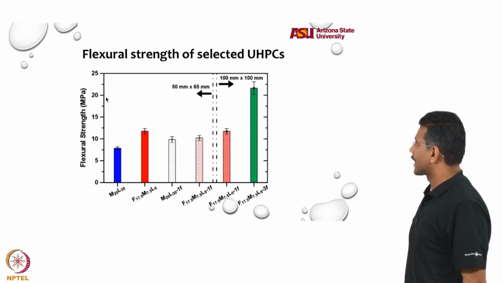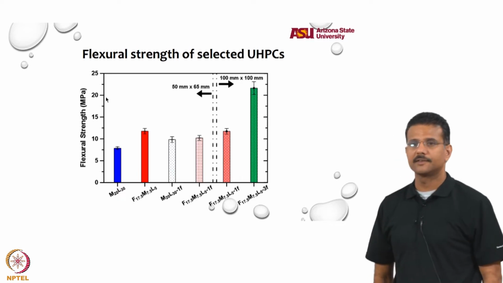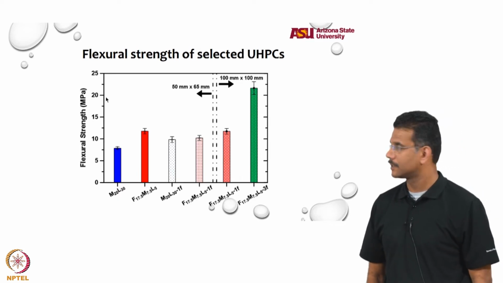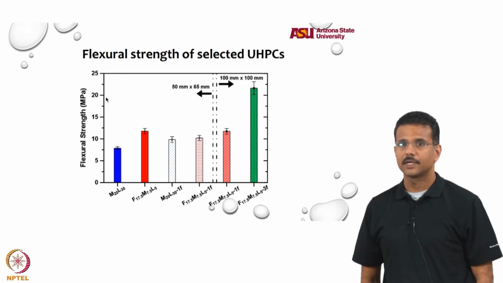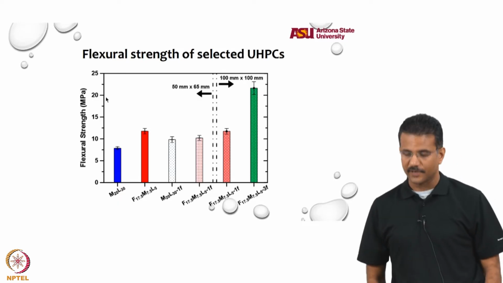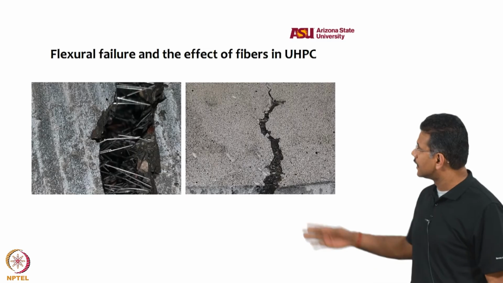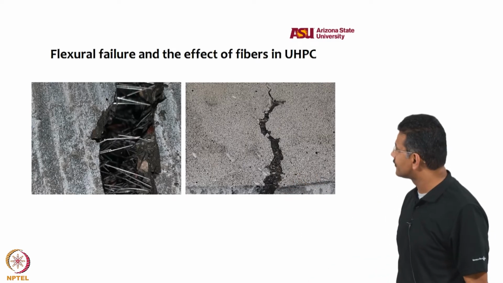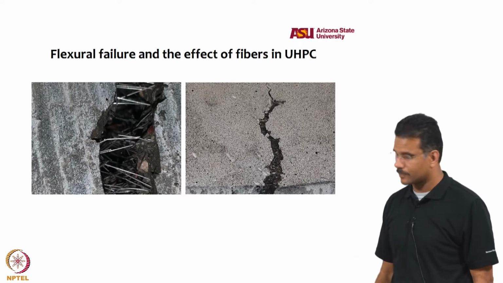If you look at flexural strength, it is 20 to 25 megapascal for these materials. If it is fiber reinforced, you get extremely high flexural strength. Effect of fibers, again: you see fibers bridging the cracks, a lot of fibers in flexural failure.